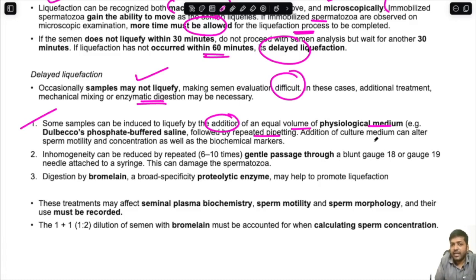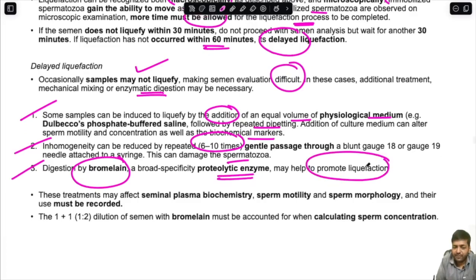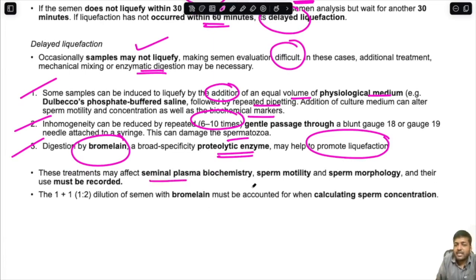Addition of culture medium can alter sperm motility and concentration as well as the biochemical markers. Inhomogeneity can be reduced by repeated gentle passage through a blunt 18 or 19 gauge needle attached to a syringe. Okay, approximately 6 to 10 times you can do the same, but this process can damage the spermatozoa as well. You can also use digestion by bromelain, a broad specificity proteolytic enzyme which may help to promote the liquefaction process. These treatments may affect seminal plasma biochemistry, sperm motility, sperm morphology, and their use must be recorded.